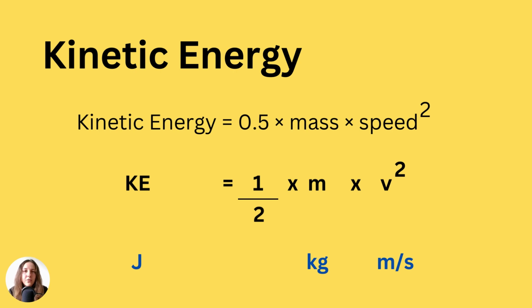And you also need to be aware of the units for each of these. So kinetic energy, as it is an energy, is given the unit J, or joules. Mass is often given in kilograms, and speed is in meters per second, which is what the slash stands for, per.